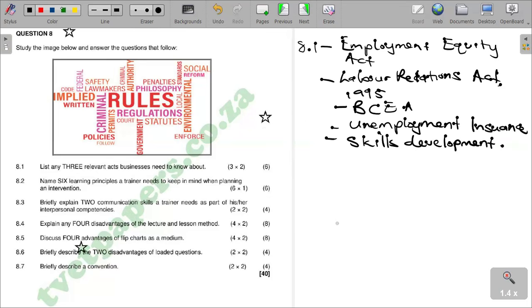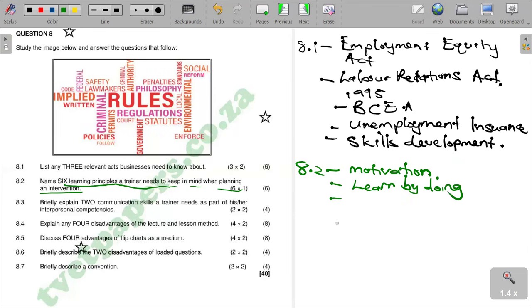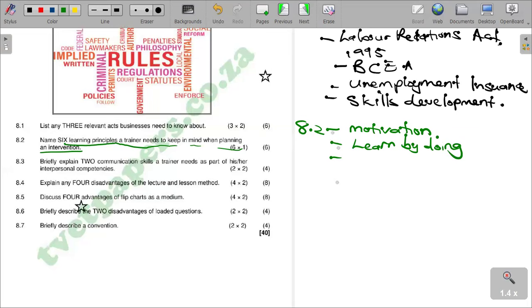Right. And then let's go to question 8.2. Name 6 learning principles a trainer needs to keep in mind when planning an intervention. You're supposed to know how to motivate the learners. Motivation. Also the principle of learning by doing, and principles like learning motor skills.